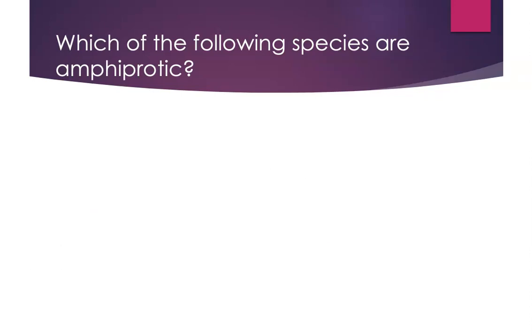So, which of the following species are amphiprotic? Give away an H+, can accept an H+. Can water do that? Yes. If you know only one example of an amphiprotic substance, know water. Okay. What about hydrogen carbonate? Can it give away an H+ and act as an acid? Absolutely. It would form carbonate ion.